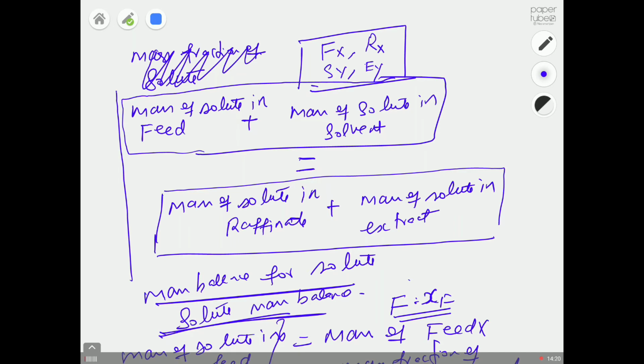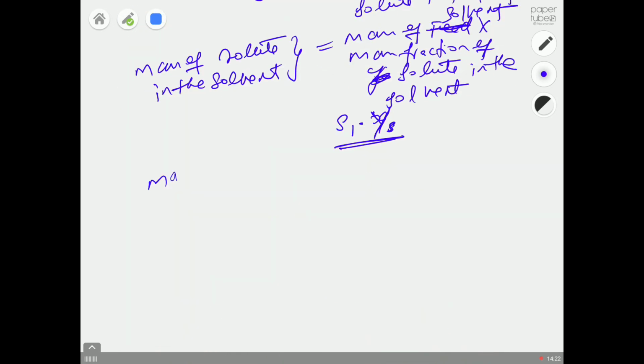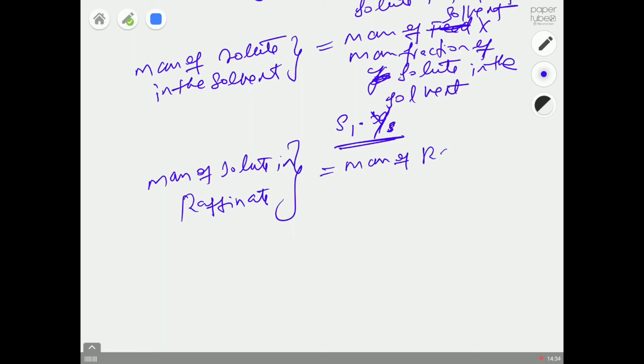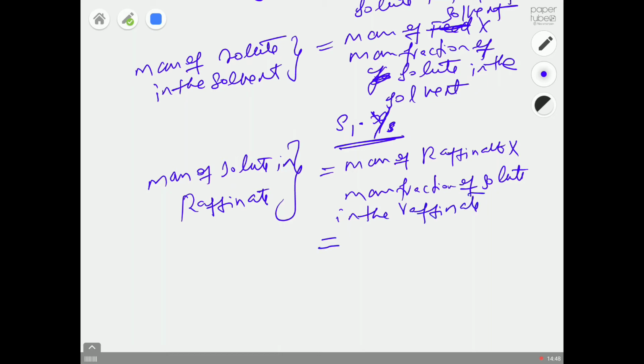If you want, I can even write it, why not? Let's go a bit more slowly. Mass of solute in raffinate is equal to mass of your raffinate multiplied by mass fraction of solute in the raffinate. So this will be nothing but mass of raffinate, R1, multiplied by mass fraction of solute in the raffinate side, X1. Let's do the final one.